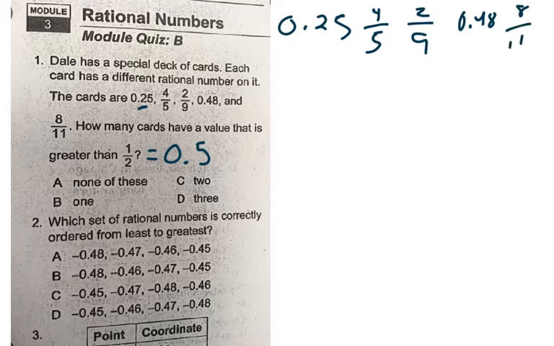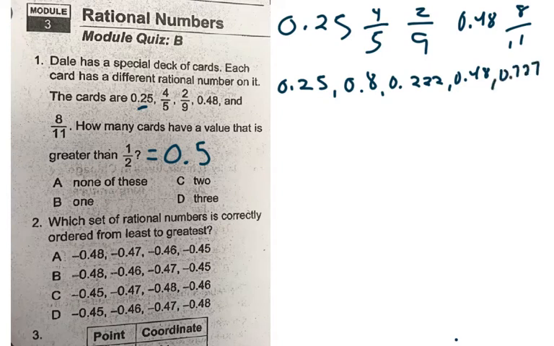So now what I'm going to do is find the decimal equivalent of each of these. Well, 25 hundredths is already a decimal, so I'm going to leave it. 4 fifths as a decimal, 4 divided by 5 in my calculator, I'm going to get 8/10. And then we have 2 ninths as a decimal. 2 divided by 9, I'm going to round it to the thousandths. There we go, 222 thousandths. 48 hundredths is already a decimal. And then I need to take 8 divided by 11 to get 8 elevenths as a decimal. That is going to round to 727 thousandths.